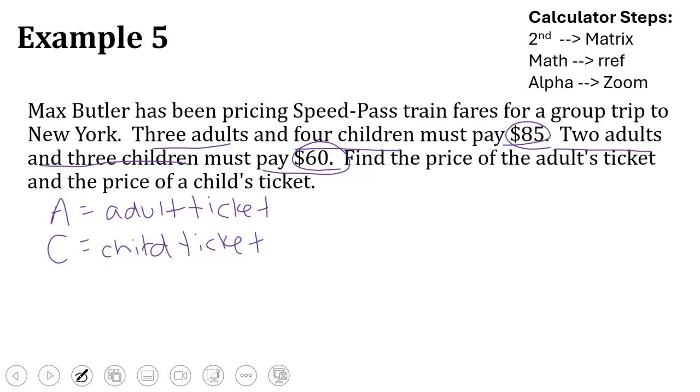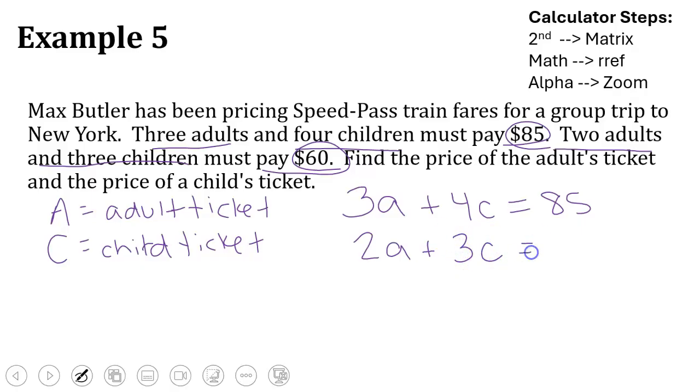So let's look at the first line. It tells us we have 3 adults, right? 3A, plus our 4C for children. They are going to pay how much? $85. And then for our next line, it tells us we have 2A, so 2 adults, plus in that group, there are 3 children, and they paid $60.